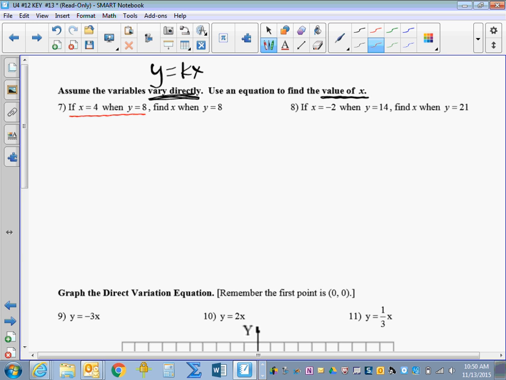Alright, so again, I need to first write my equation using this information. I use y equals k times x. I need to put in my x value, my y value. Y is 8. X is 4.